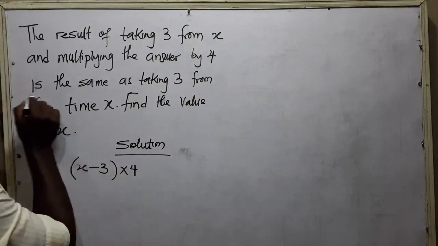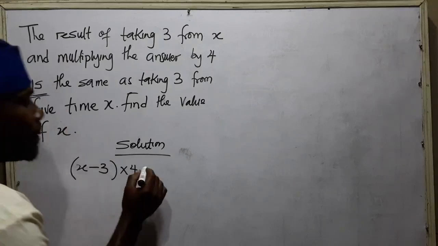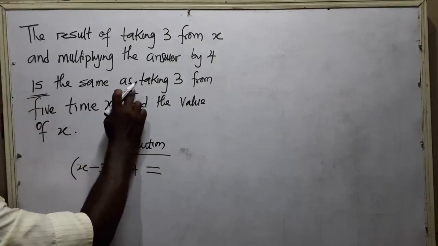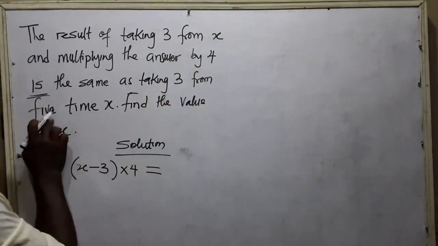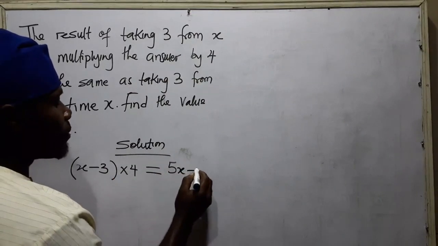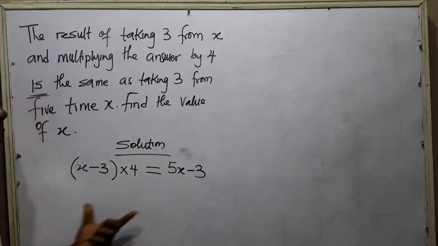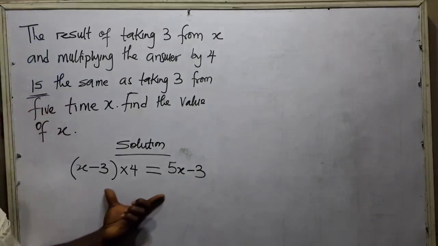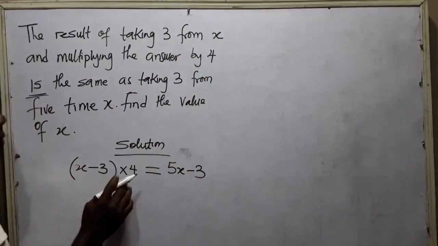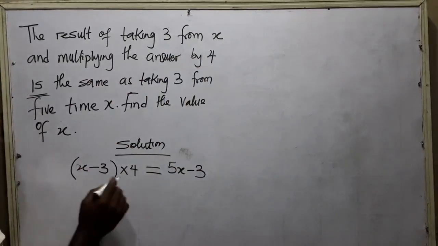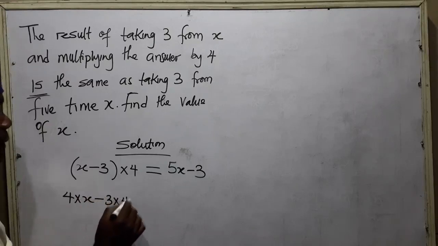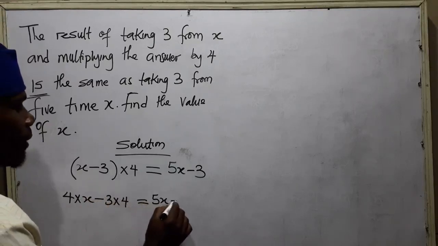It now says is. In mathematics, the meaning of is means equal to. So it is the same as taking 3 from 5 times x. So the first thing you are going to do is 5x minus 3. So this is what it is giving us as an equation: the result of taking 3 from x and multiplying the answer by 4. So let's start expanding. So we have 4 times x minus 3, times 4, is equal to 5x minus 3.